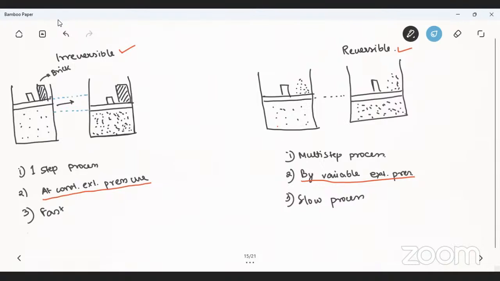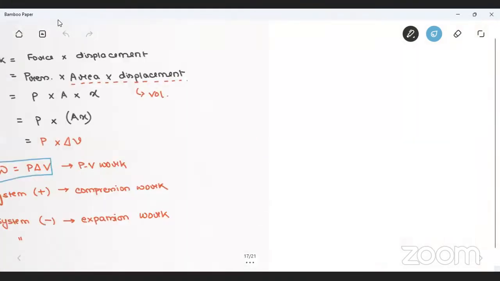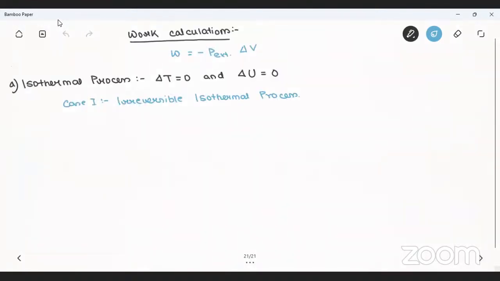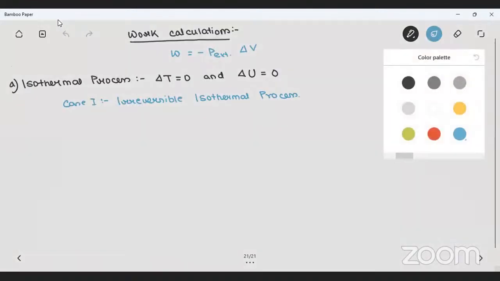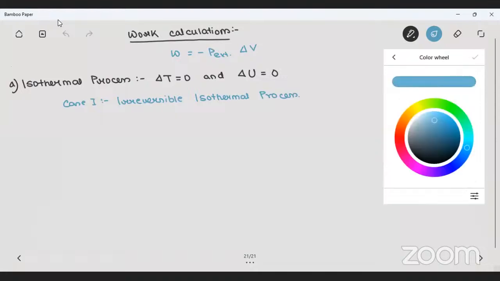Now, in this irreversible process, what happens? A brick is placed and immediately the piston goes down. So it is a fast process. This reaction happens immediately. So there is an immediate reaction. This is our irreversible process. Remember the irreversible case.